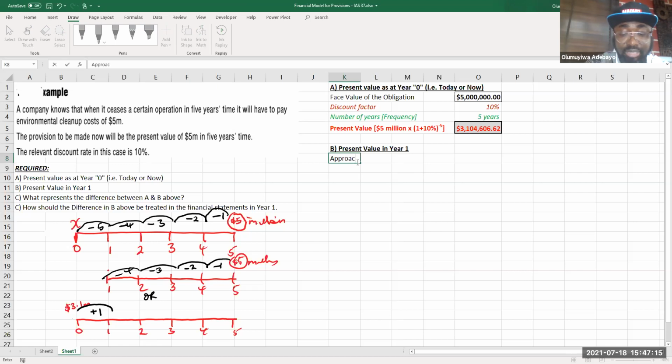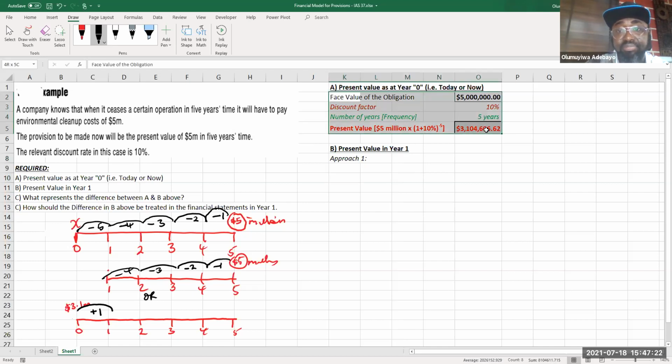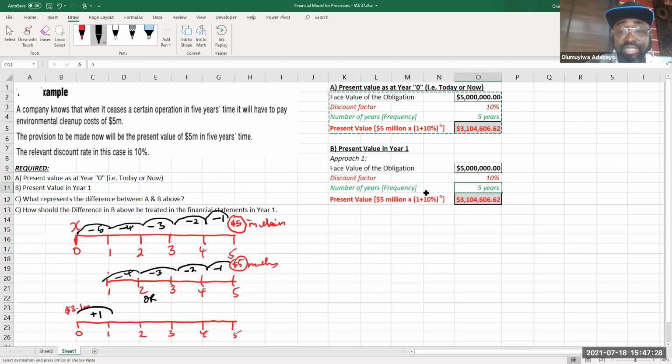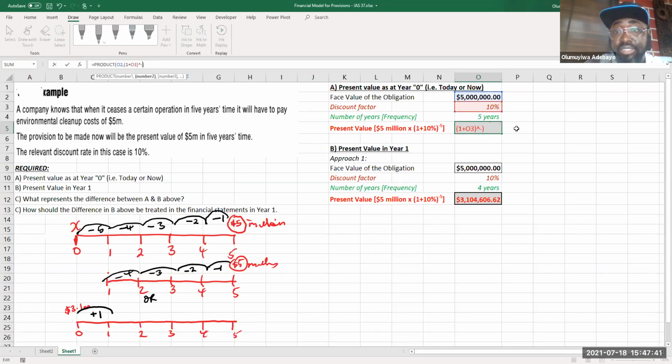Now, approach 1 is to use the same phrase here. The difference is that the frequency is now 4, not 5. And if it's 4 and not 5, we didn't change it here because I linked it. So far I've linked it. If I come here as a model, it will change automatically. And that gives me my figure for year 1, which means 4 times. And that is it.